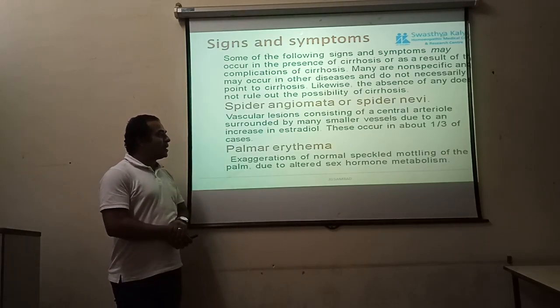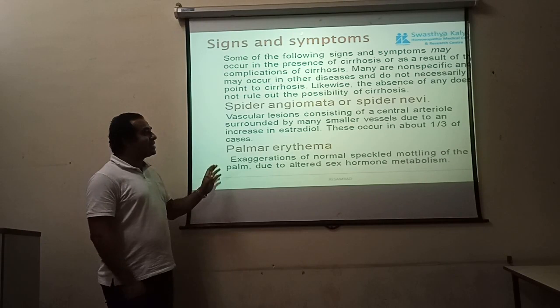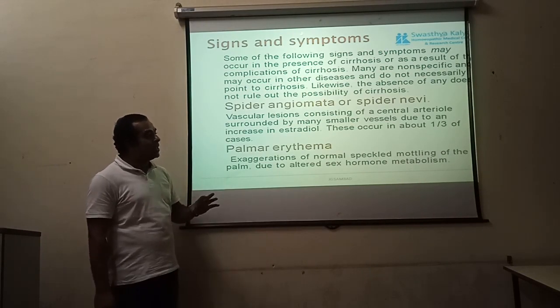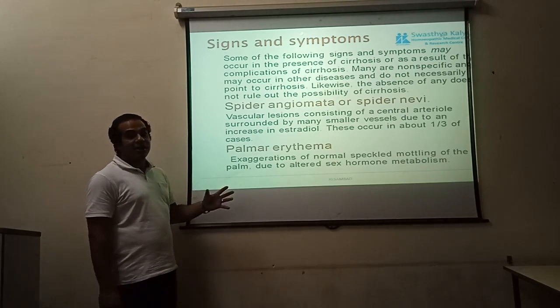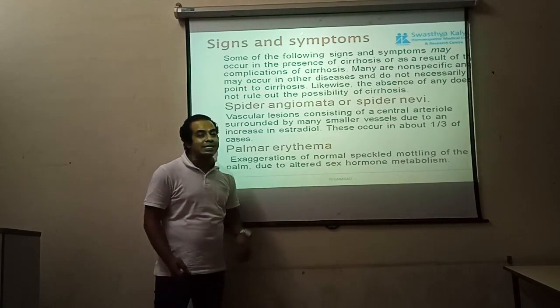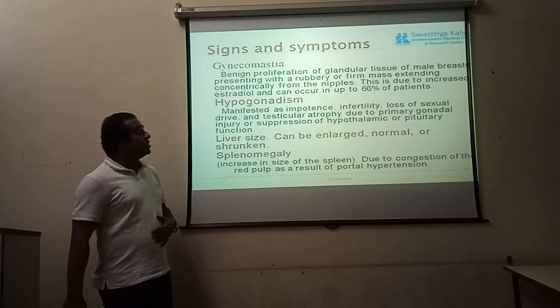Next is palmar erythema, exaggeration of normal speckled mottling in the palm. There is a red colored appearance due to altered sex hormone metabolism.